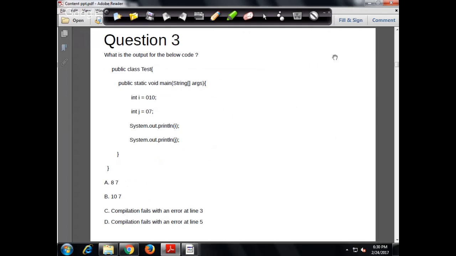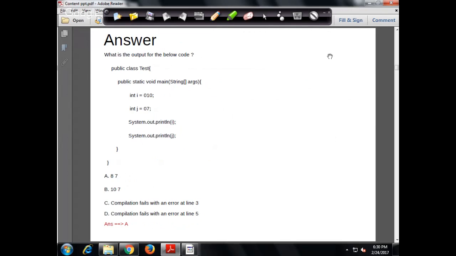Question 3, answer B. Pramod, okay, I got your answer, right? Rohan says C, Arun says A. Roja says A. Okay, Sai Sri Lakshmi says A. Okay, guys, so let me just give you the right answer. So the right answer is A. It will display 8 and 7.